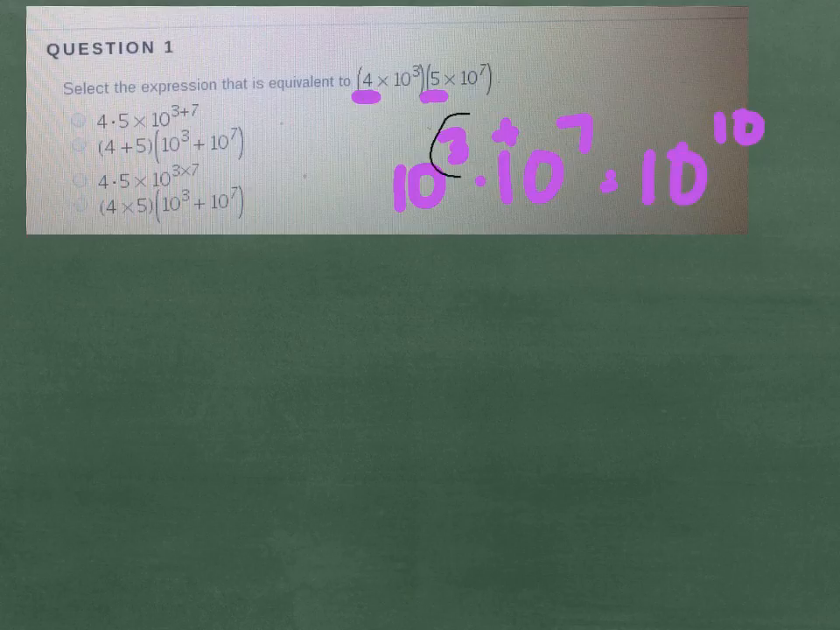Okay? So which answer choice is telling you to multiply the big numbers and add the little numbers? Let's see. Answer choice A, or the first one, 4 times 5, and then 3 plus 7. So the answer is the first one.